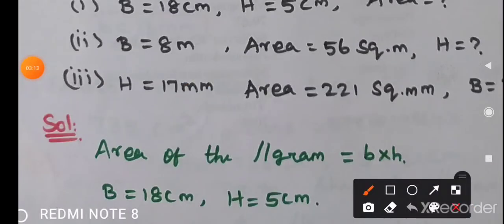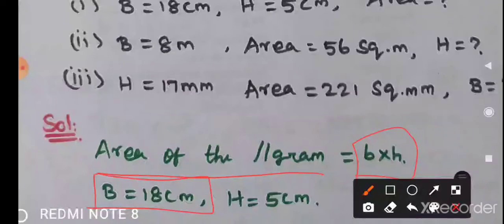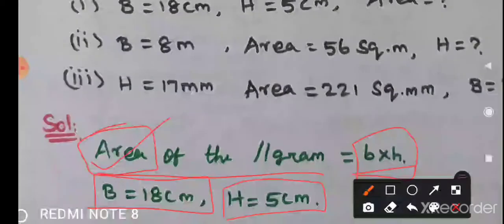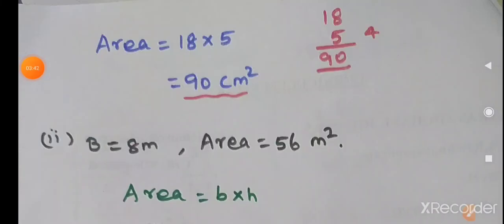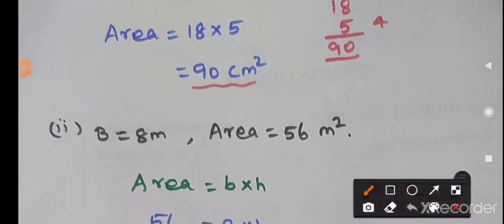Solution. Area of the parallelogram is B into H. First sum, breadth is 18 centimeter and height is 5 centimeter. Now we have to find out the area. So the formula is B into height. B equal to 18, H is equal to 5.